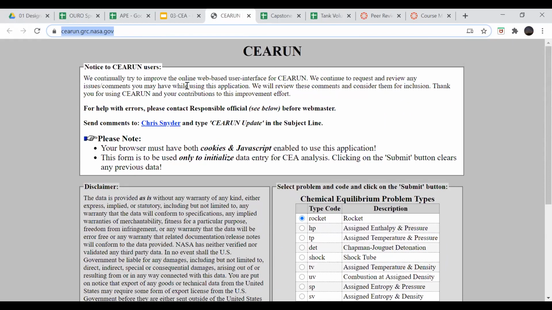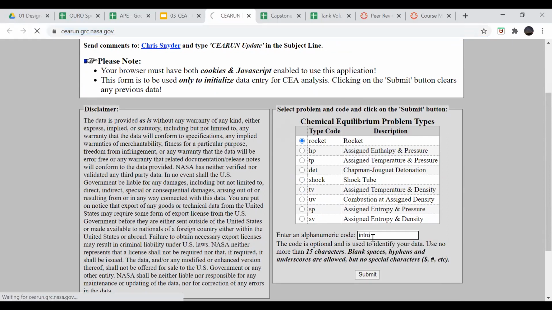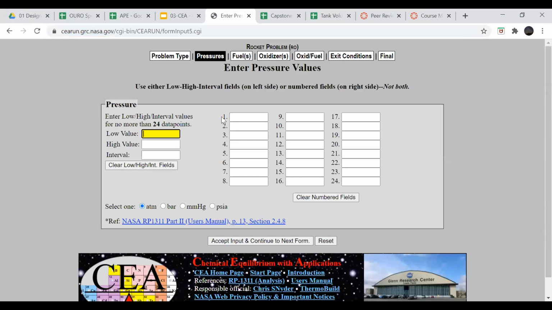So here's the front page for CEA. It has a whole different types of applications. We're only interested in the rocket one. The others could be pretty interesting if you play around with them. I don't know, but yeah, we're gonna go with rocket. So go ahead and put in whatever random code it wants. And here it brings you to the first page where you put in the chamber pressure that you have.